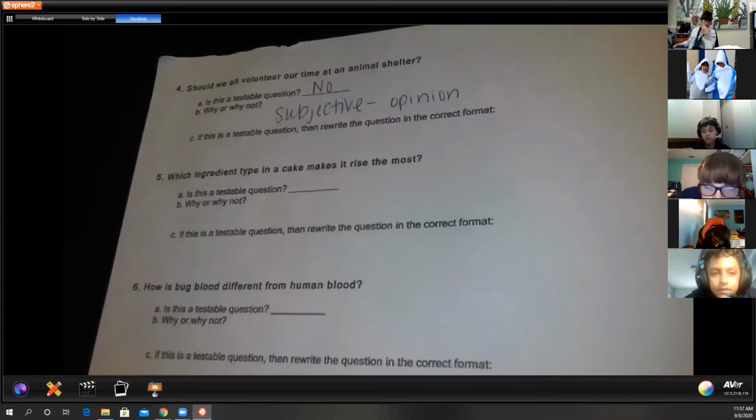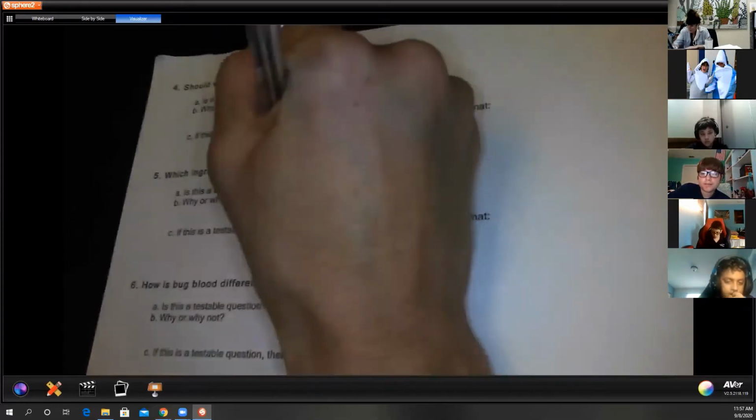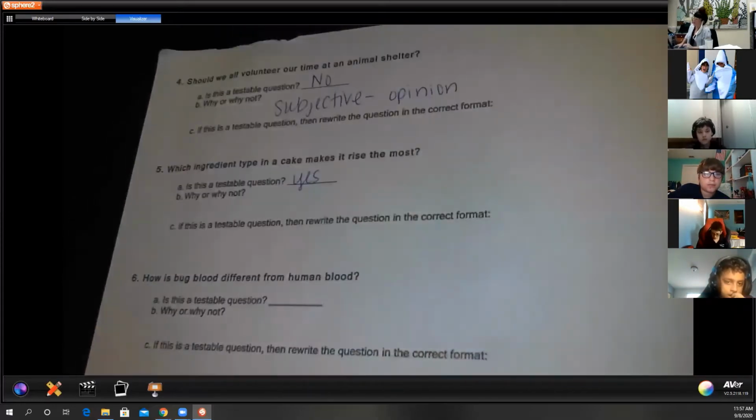What about this one? Which ingredient type in a cake makes it rise the most? Thumbs up if it's testable, thumbs down if it's not testable. It is absolutely testable. But if I wanted to be specific, I'd have to design many experiments.